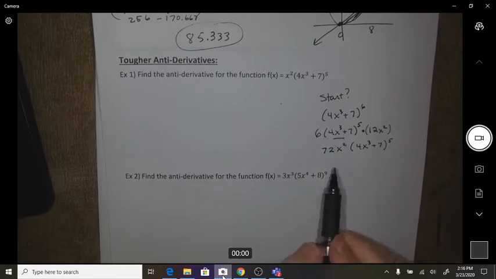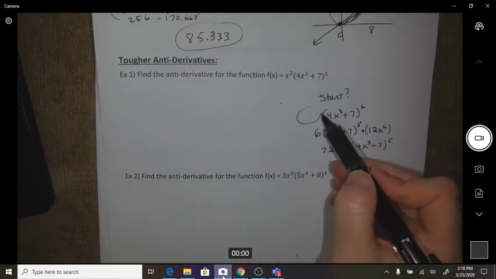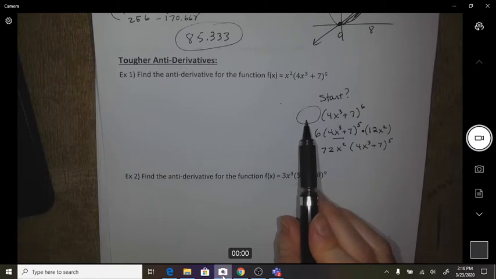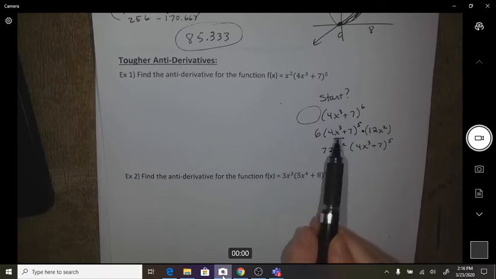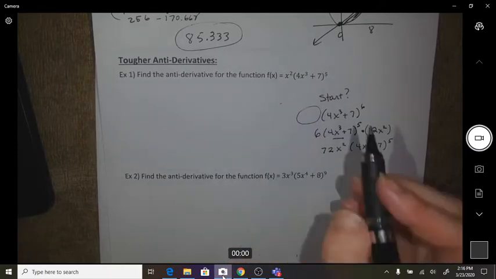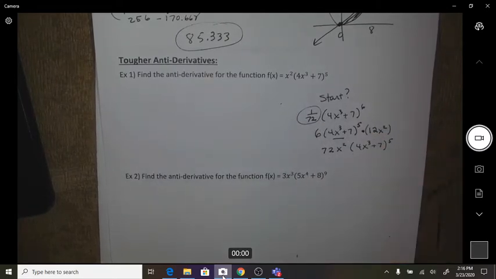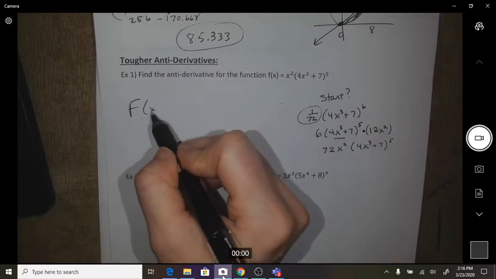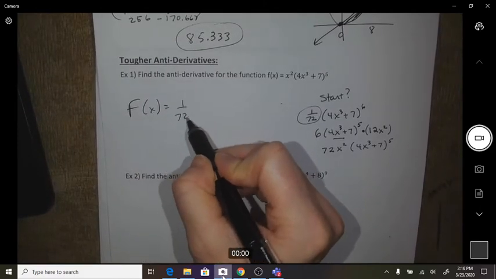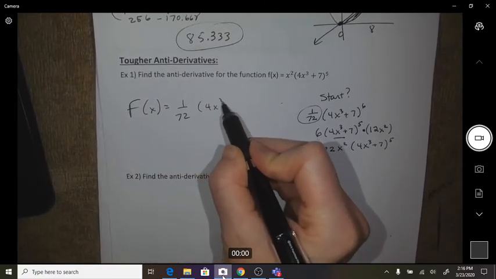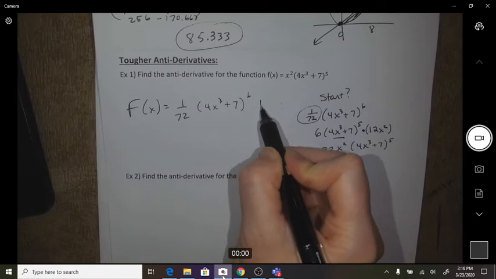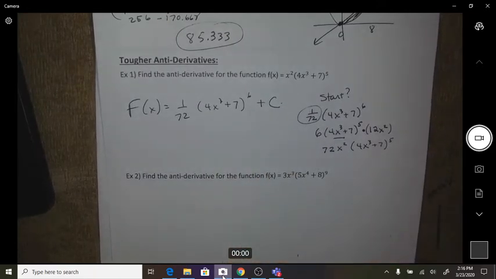Okay, so this compared to this, I ended up with a 72 that I didn't have. So to counteract it, I'm going to put a coefficient in the front. So the antiderivative is 1 over 72, 4x cubed plus 7 to the 6th, and then there could have been a constant.